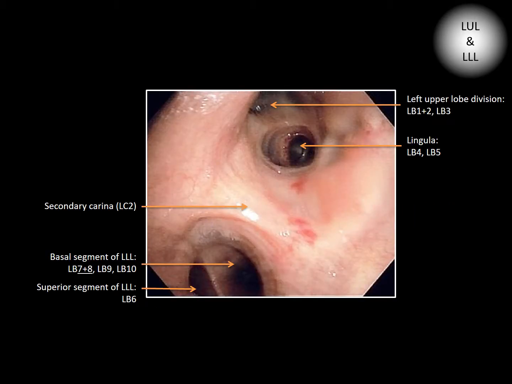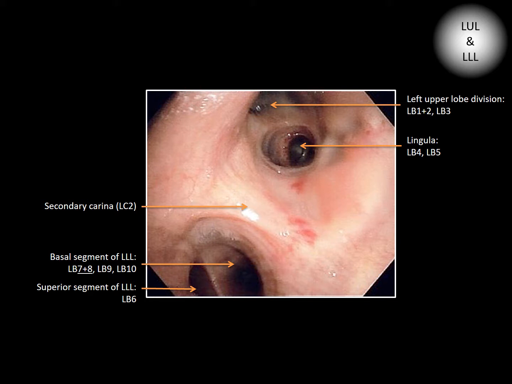Moving to the left side, this is a view from the distal left mainstem bronchus. As we described earlier, the left mainstem bronchus is more horizontal than the right mainstem bronchus. It is also longer and narrower. It divides into the left upper lobe and left lower lobe bronchus. The left upper lobe bronchus subsequently divides into the left upper lobe division and the lingula. The former gives rise to the apical posterior segment, LB1 and 2, and to the anterior segment, LB3. The lingula has 2 segments, the superior segment LB4, and the inferior segment, LB5.